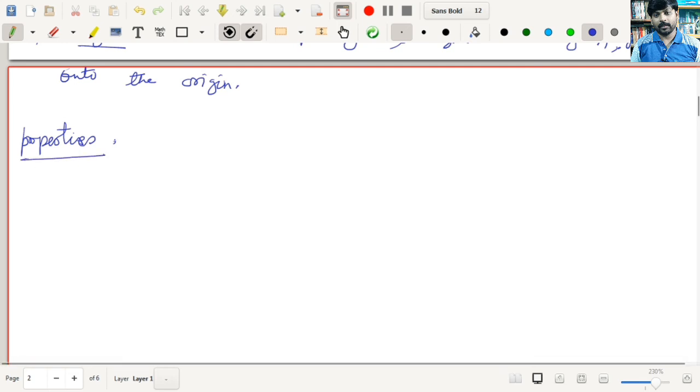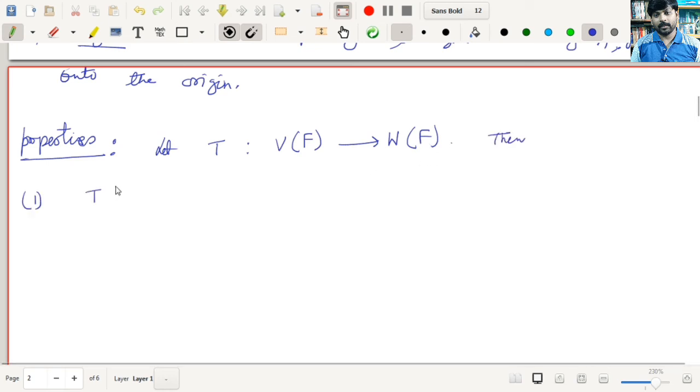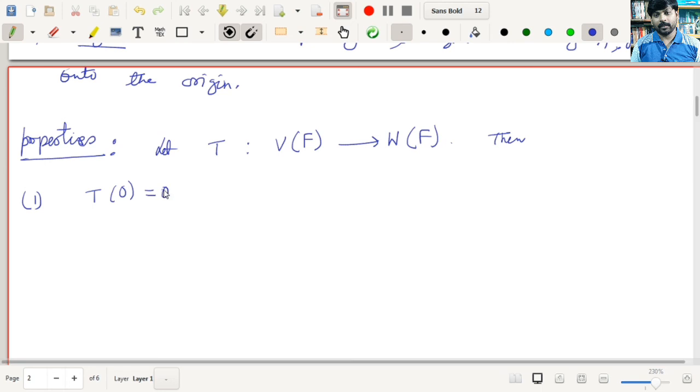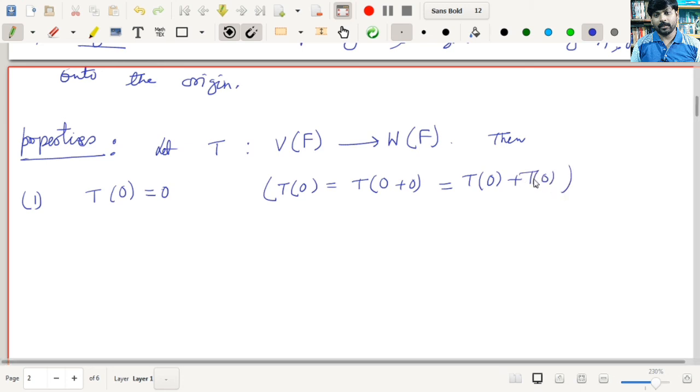Now we demonstrate some simple properties of linear transformations. Let T be a linear transformation from the vector space V over the field F to another vector space over the same field F. Then T(0) = 0, because T(0) can be written as T(0 + 0), which is nothing but T(0) + T(0), and from this it follows that T(0) = 0. So origin goes to origin.